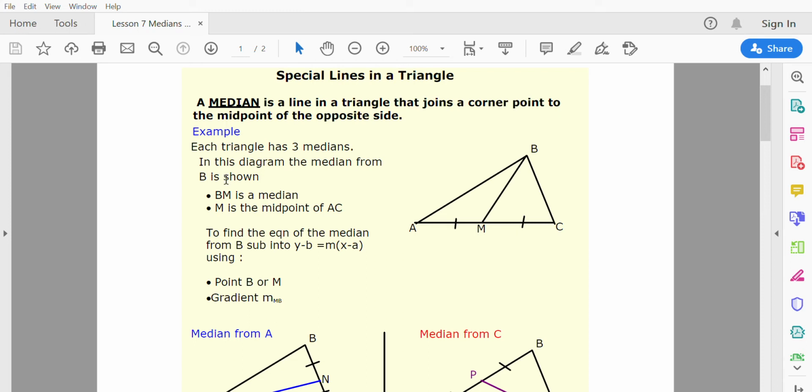So down here on the left it says each triangle has three medians, so you can imagine one coming from B, one coming from A and one coming from C. The one in the diagram shows the median from B.